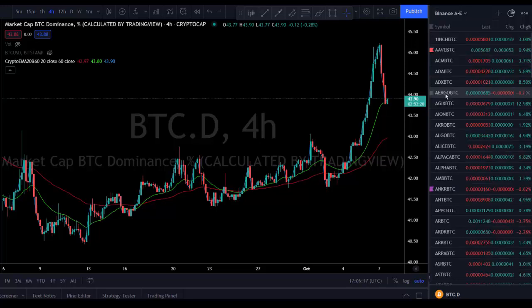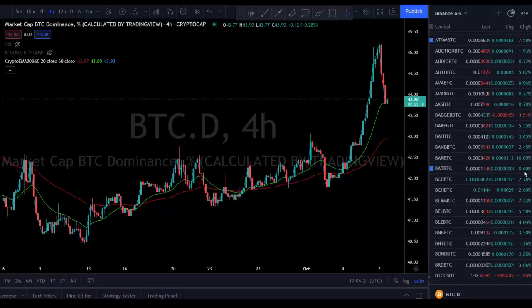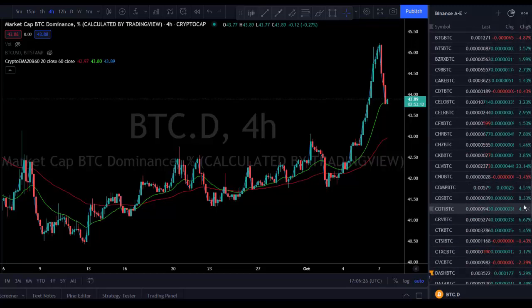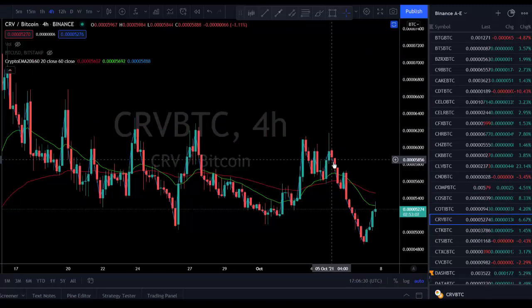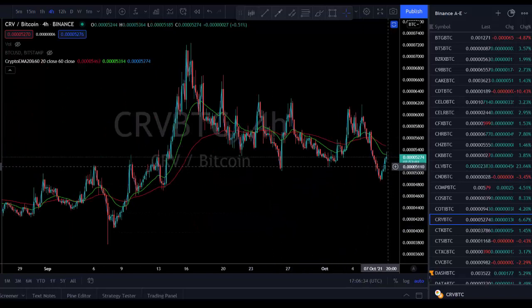If we just look at the A to E's here, we can see that there's a lot of coins that are up 4%, 7%, 10%, 3%, 23%, 6%, and if we look at any one of these coins, it's nice to see that it's come up a little bit, but we don't have a 1, 2, 3 formation set up yet.